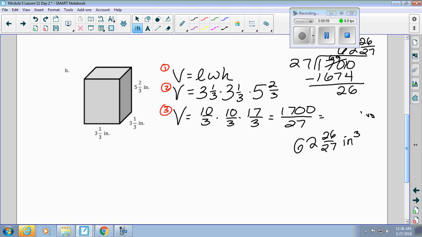Right, when you divide that, I'm just going to save us a little time. I did this on a calculator. 62 is what you would get, but you would have 26 left over. So that would be your numerator out of the original 27. All right, and again, you would have inches cubed.